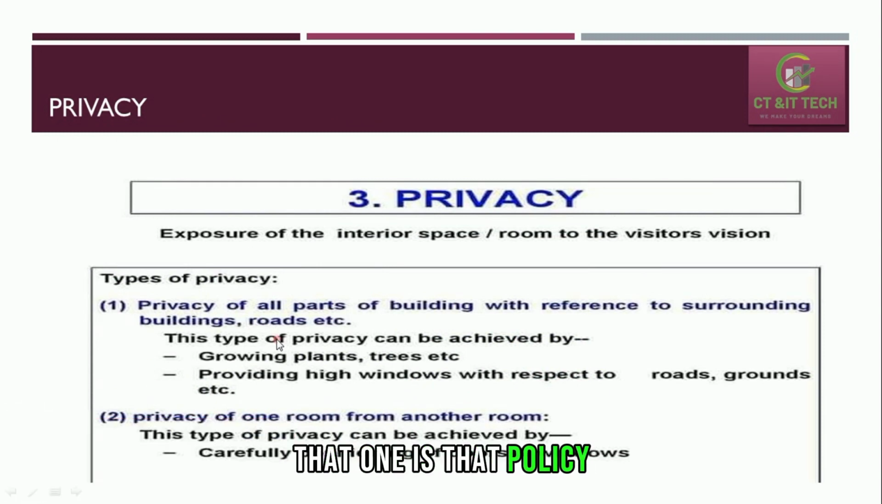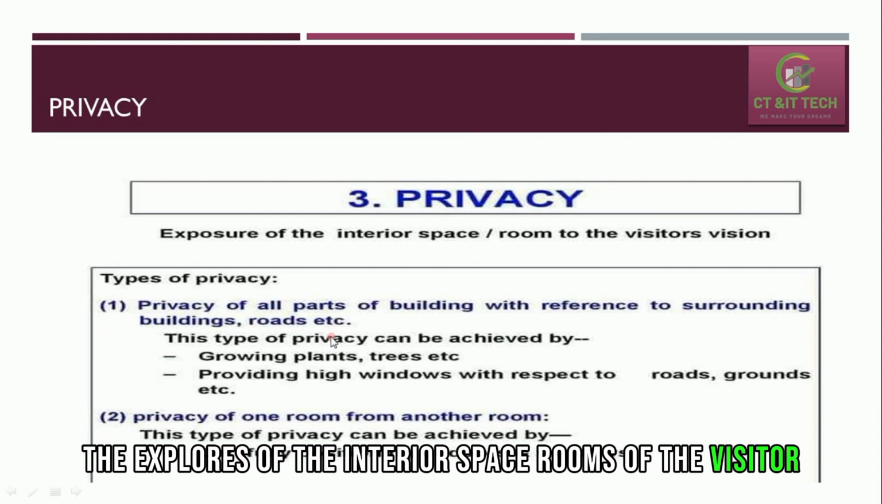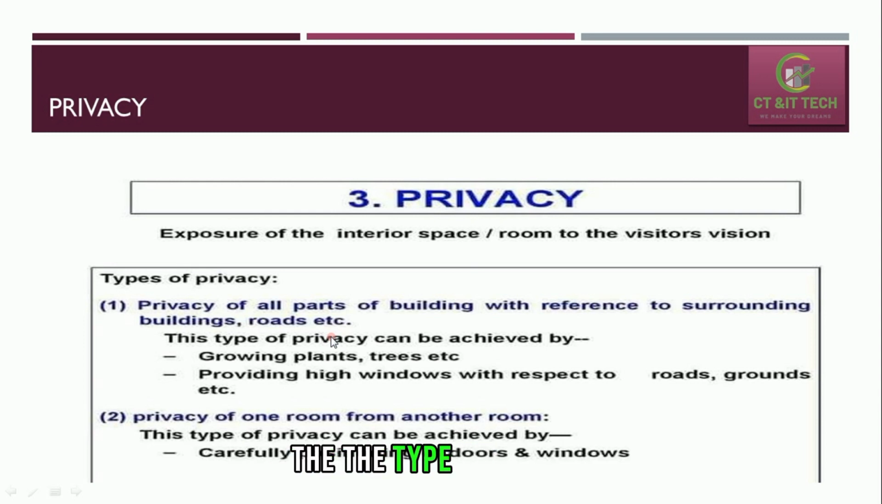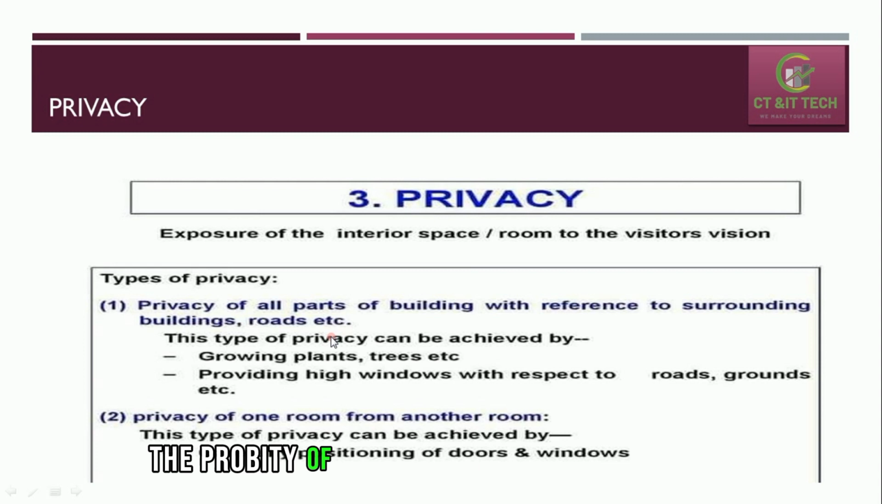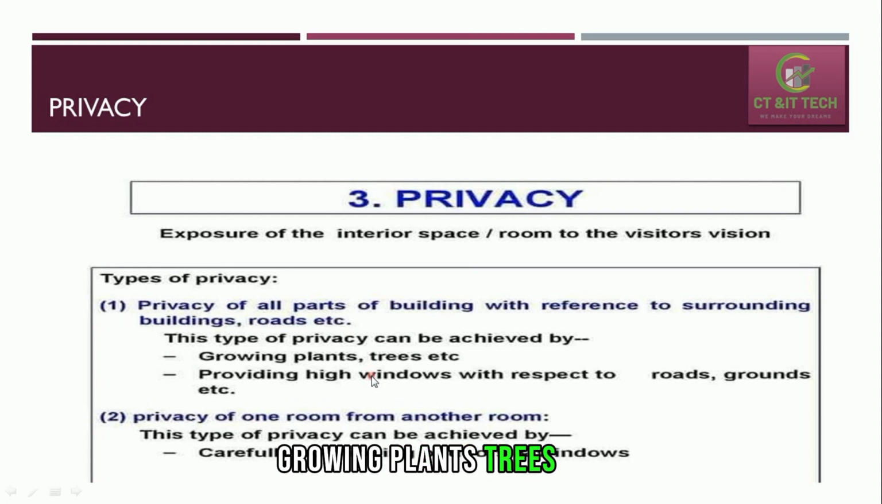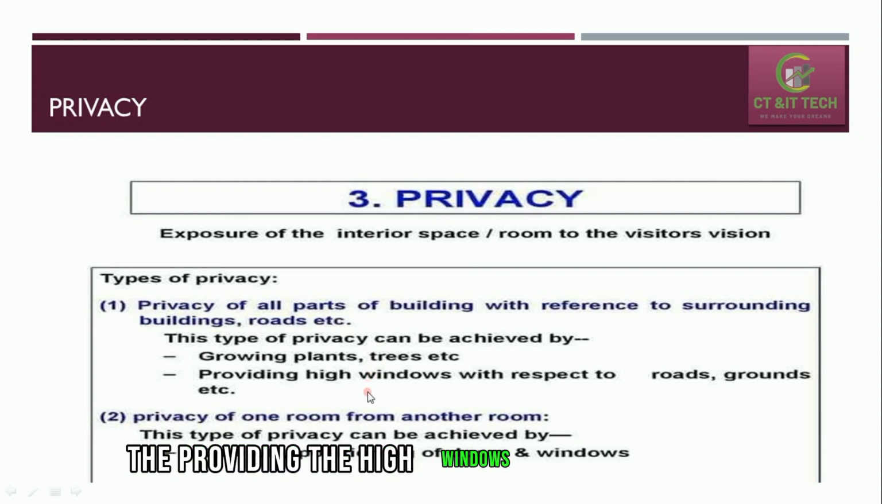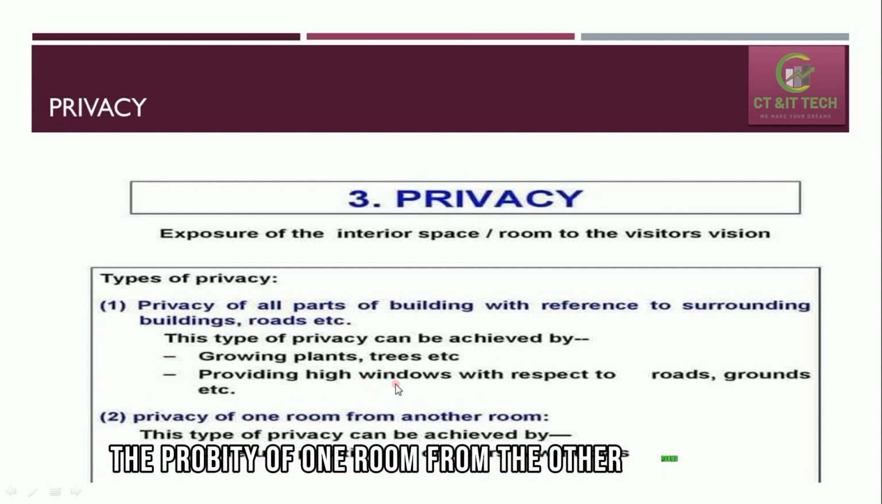The third principle is privacy. What is privacy? It is the exposure of interior rooms to visitors and outside regions. There are two types of privacy. First, the privacy of all parts of the building with reference to the street, road, etc. This can be achieved by growing plants, trees, etc., and providing high windows with respect to the road and ground. Second, the privacy of one room from another room.